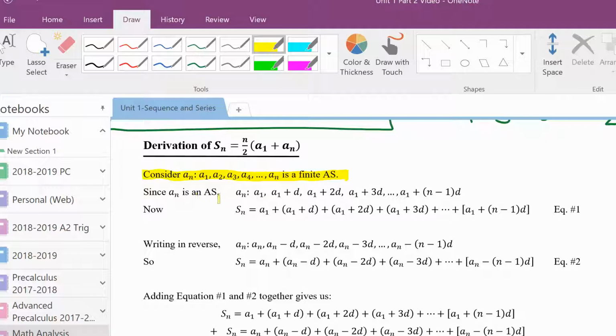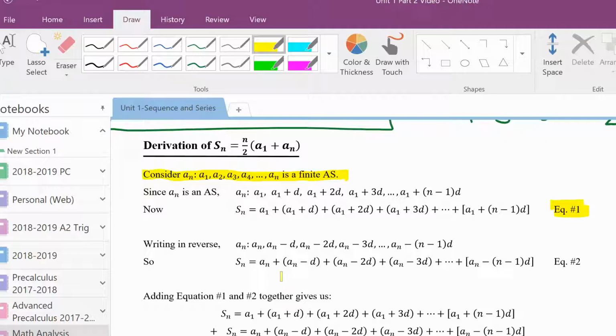Since it is an arithmetic sequence, that means you have the first term, then the first term plus the difference, the first term plus 2 times the difference, the first term plus 3 times the difference, all the way till the first term plus n minus 1 times the difference. Now, that means the sum is when you add those all together. So that's the first equation that we're going to use for this derivation.